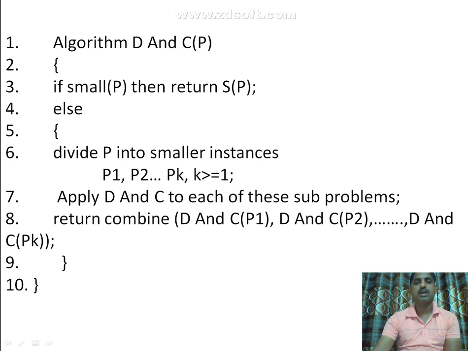This is the algorithm for control abstraction, that is algorithm DAndC, divide and conquer of a particular problem P. If Small(P), then return the particular problem. Otherwise, the problem is divided into smaller instances P1, P2 and so on up to Pk. Apply DAndC to each sub-problem, then return Combine of DAndC(P1), DAndC(P2) and DAndC(Pk). It is also called a control abstraction. A control abstraction is a procedure whose control flow is clear but whose primary operations are specified by other procedures.